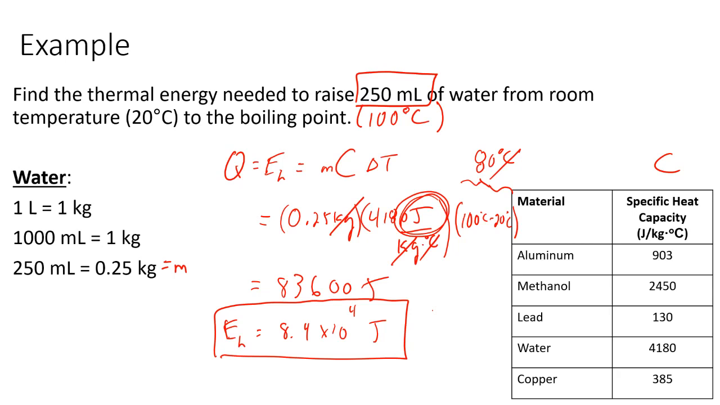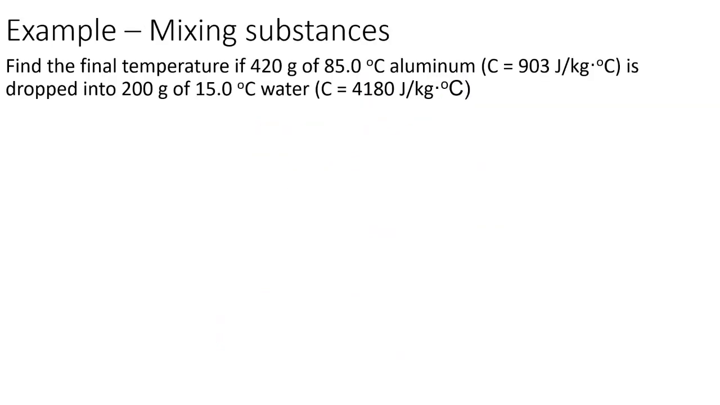Okay, so what happens then if we mix some substances together? Here, we're given a question: find the final temperature of 420 grams of 85 degrees Celsius aluminum, and we're given the specific heat capacity for aluminum. It's dropped into 200 grams of water at 15 degrees Celsius. Okay, what is going to be the final temperature of the combined mixture?